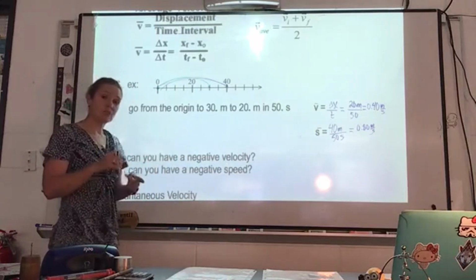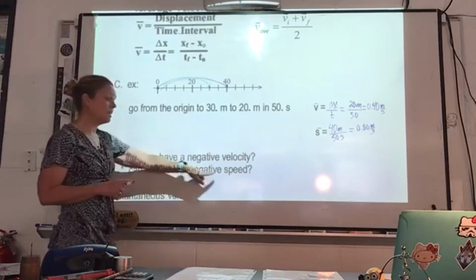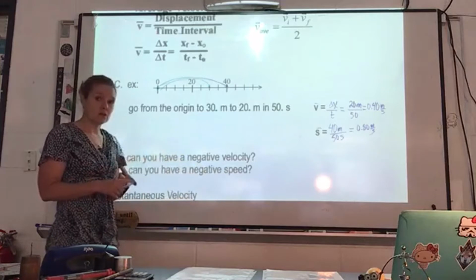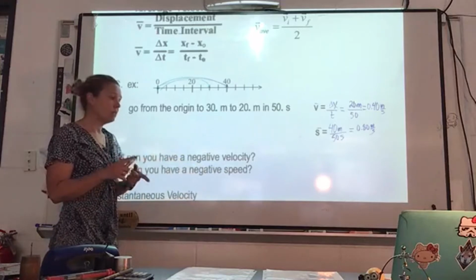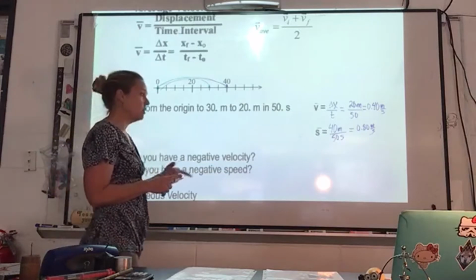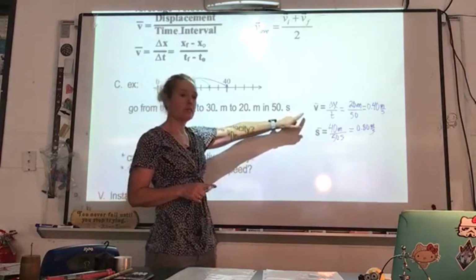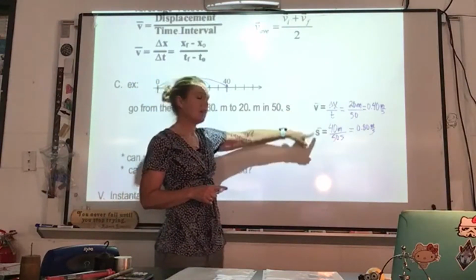You know why? Because we've seen our displacement can be negative. Can you have a negative speed? No. And we've seen that because our distance can't be negative. Distance is just total length traveled. Okay, so let's make our answer a little more complete on when velocity and speed are the same.